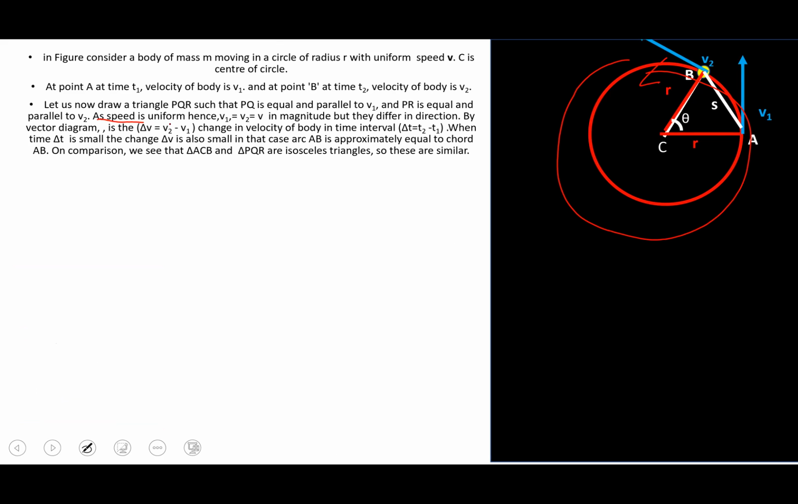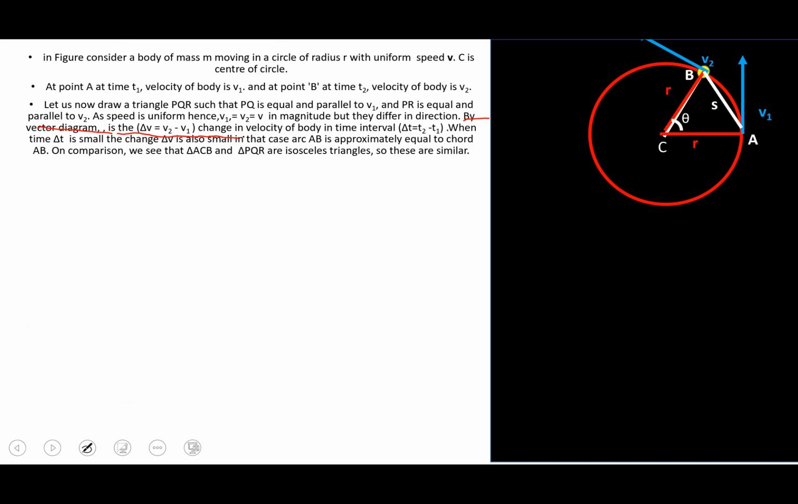As speed is uniform, hence v1 is equal to v2 because both velocities are the same in magnitude, but they are different in direction. So in this case, the magnitude is the same, but the direction is different. By vector diagram, delta v is equal to v2 minus v1.